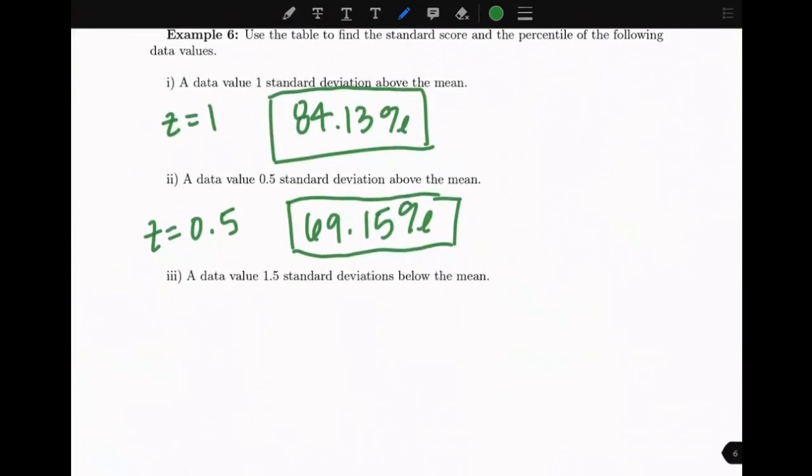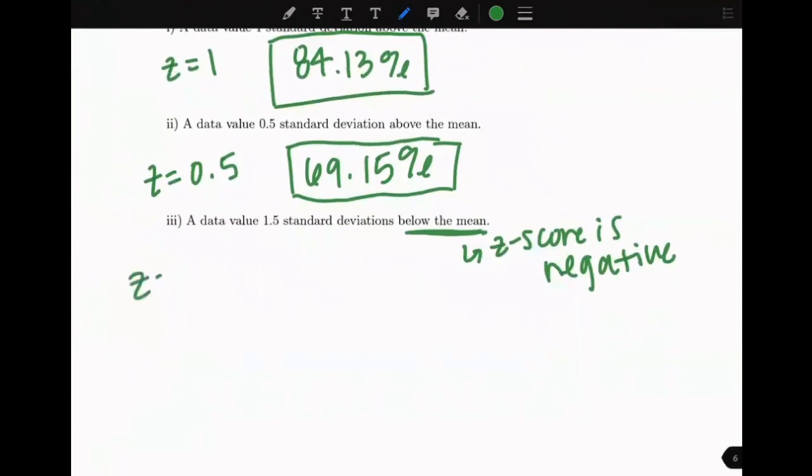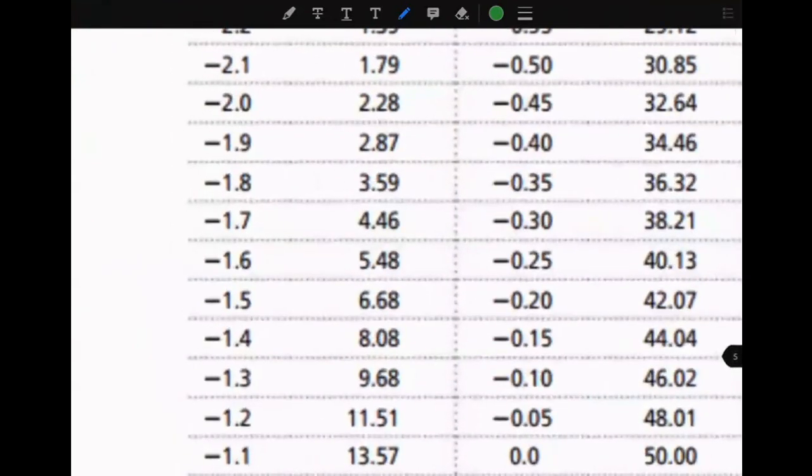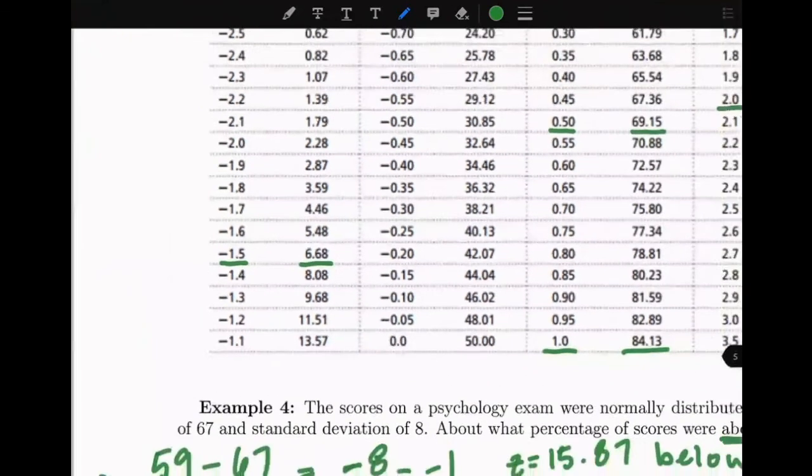Lastly, a data value with 1.5 standard deviations below the mean. Now remember, if it's below the mean, that means the z-score is negative. So we'll have z is equal to negative 1.5. Then we scroll back up and we can see negative 1.5 corresponds to 6.68.